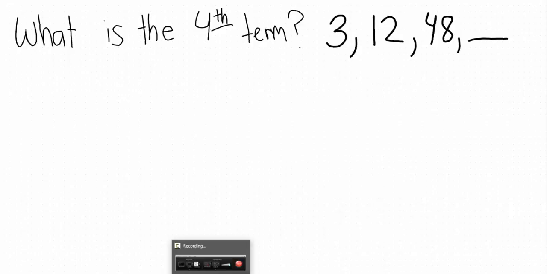3 times 4 equals 12. 12 times 4 equals 48. The common difference is 4 because it's using a geometric sequence, which is multiplying 4 by each term.